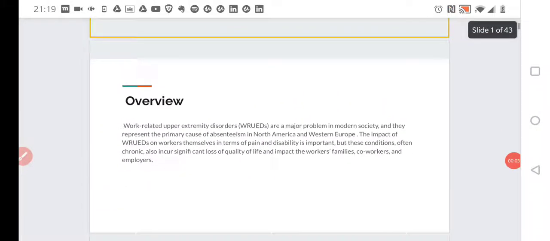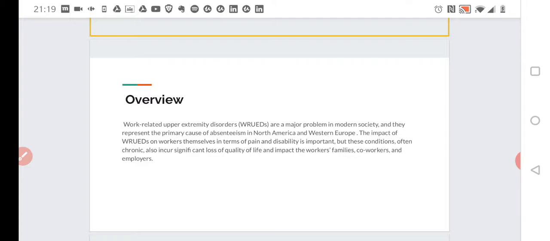Upper extremity pain. Work-related upper extremity disorders, WRUEDs, are major problems in modern society, and they represent the primary cause of absenteeism in North America and Western Europe, so in general in developed countries. The impact of these conditions on workers in terms of pain and disability is also very important. We are just talking about this work absenteeism because of our subject.